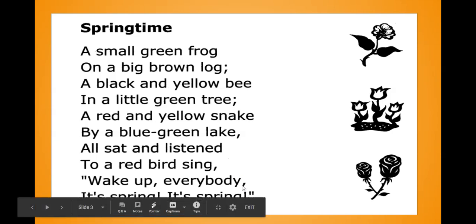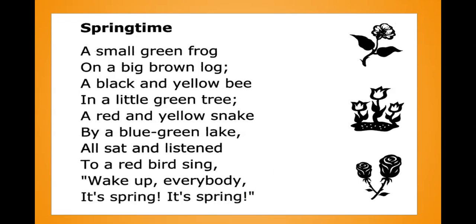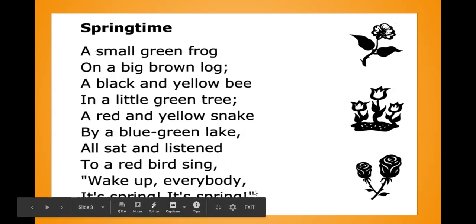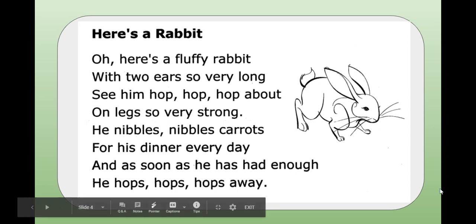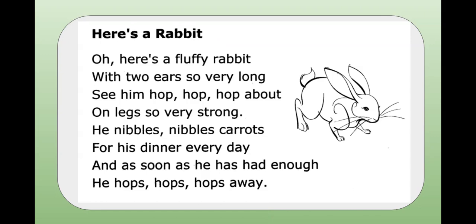For the last four sentences, the rhyming words you can see are sing and spring. Those are the rhyming words for this poem, sing and spring. Let's look at another rhyming poem that we have. This one's called Here's a Rabbit. Let's listen for the rhythm and for the rhyming words.